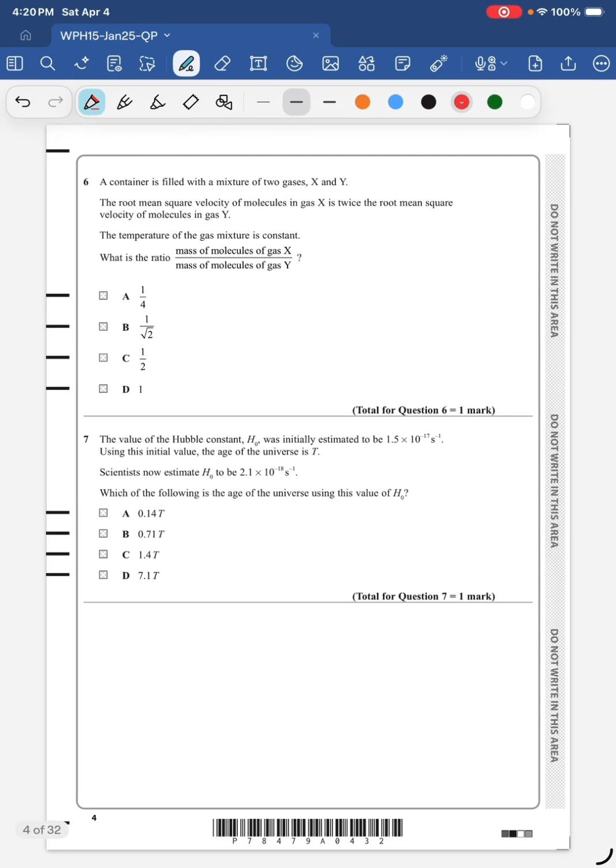Okay, moving on. 6, a container is filled with a mixture of gases X and Y. The root mean square velocity of molecules in gas X is twice the root mean square velocity of molecules in gas Y. The temperature of the gas mixture is constant. What is the ratio of mass of molecules of gas X over the mass of molecules of gas Y?